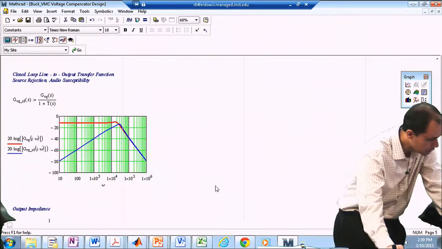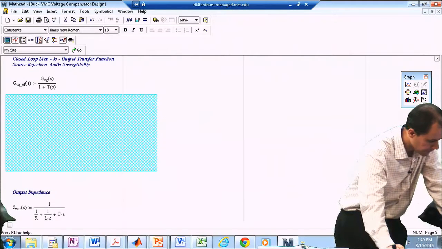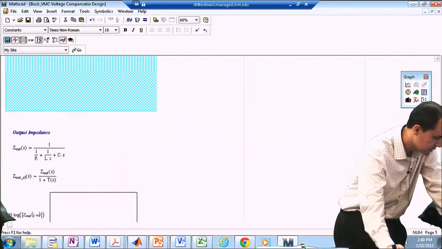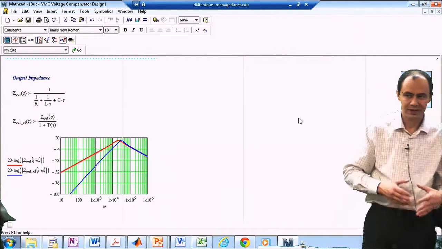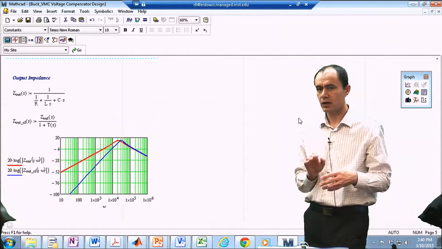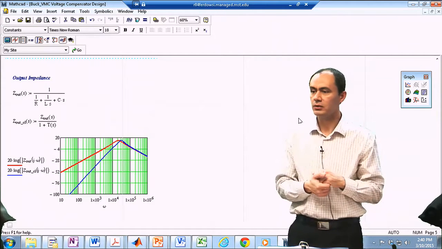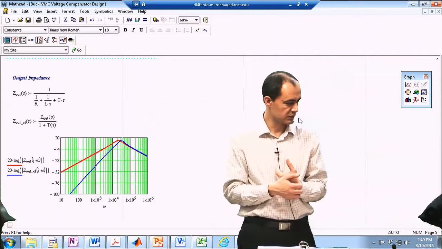The other one is the output impedance. Now, we don't really deal with output impedance in this class, but output impedance becomes important when you're cascading converters with each other. So again, your output impedance ideally should be 0, or negative infinity in terms of dBs.